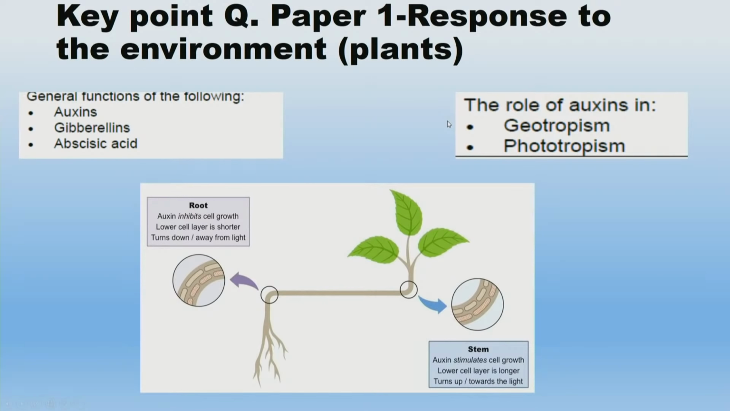All right, and then the last topic, plants' response to the environment, but now we will be looking at the plant hormones. Please make sure that you go through the functions of these plant hormones. After that, let us move to the role of auxins in geotropism and phototropism. Again, please make sure that you revise these two: the role of auxin in geotropism, and again in phototropism.